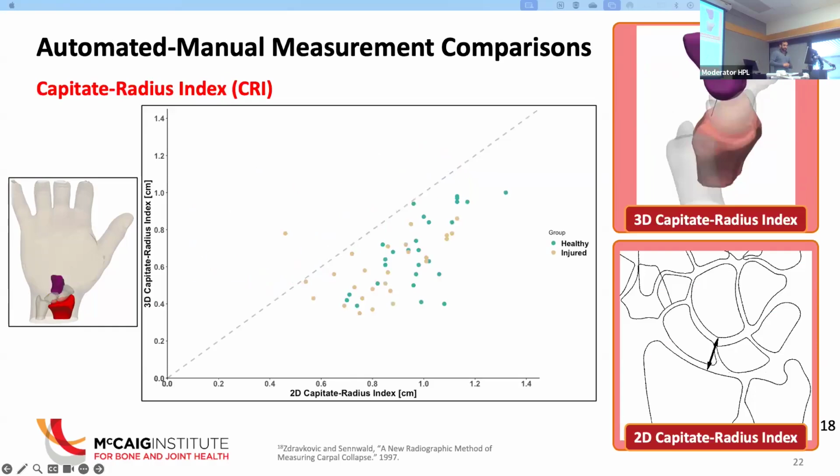Then moving forward, we can look at the capitate radius index, which defines the shortest distance between the capitate and the radius, as the capitate will descend towards the radius after the injury occurs. And we see the 2D measurements generally overestimated the actual distance between bones. That's to be expected, as the 3D automated measurement will automatically detect that shortest distance between bones, while the manual technique requires some interpretation as to what that shortest distance may be.